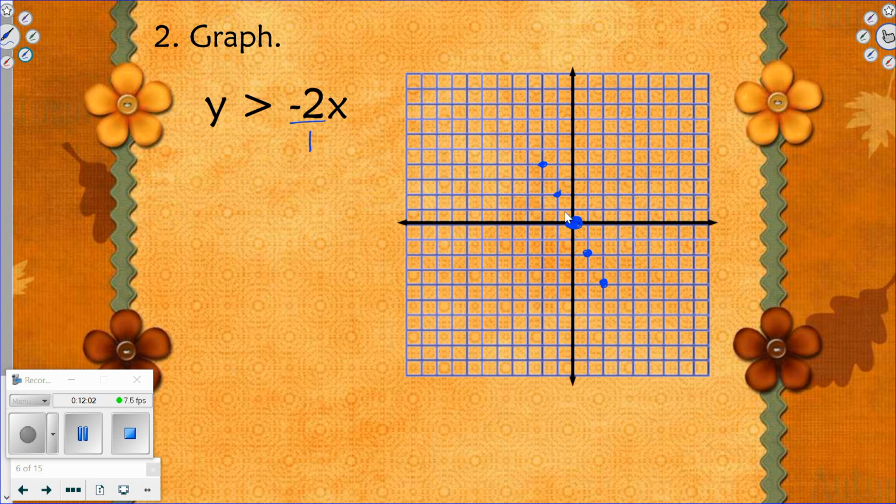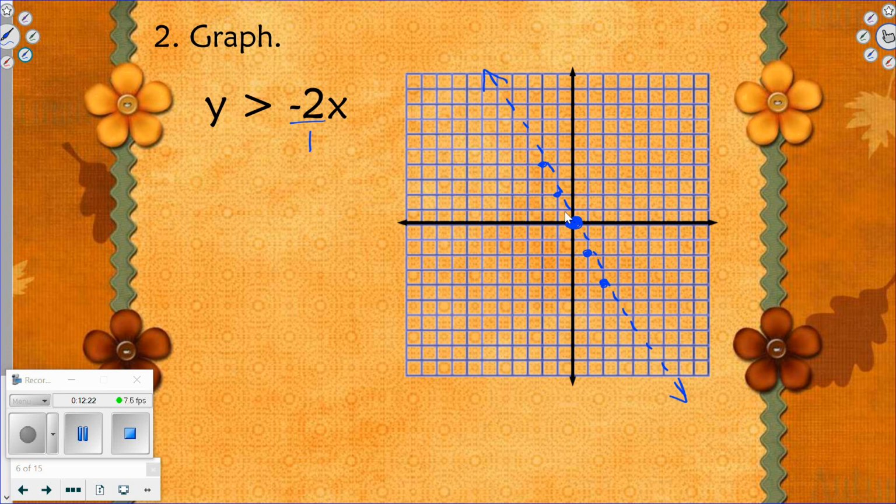Solid line or dotted? Dotted, right? There's no equal underneath there. So a dotted or a dashed line. If you put solid, it's wrong. I know we're such in the habit of always just drawing a solid line. Make sure you have arrows on the ends of your line.